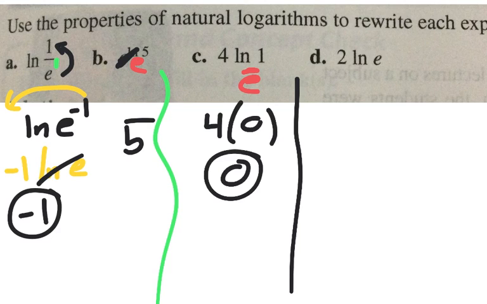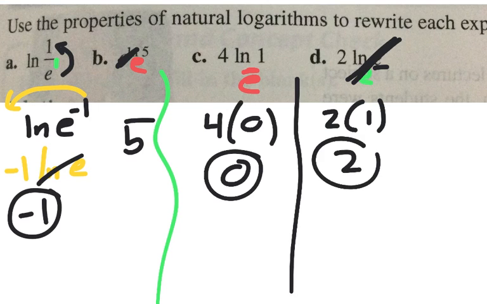Okay, similarly on D, what are we asking? We're saying the base, which is e, raised to what is e? 1. E to the first is e. So the natural log of e is 1. Remember the natural log of e, so that's log base e of e, that kind of cancels. That gives me a 1. Either way you want to think about it. So now I have 2 times 1, which is 2.